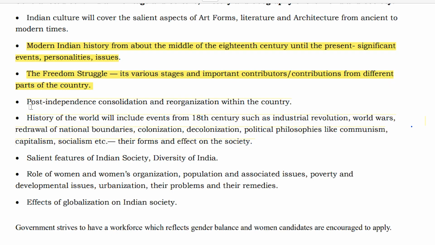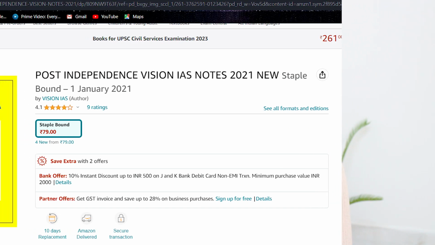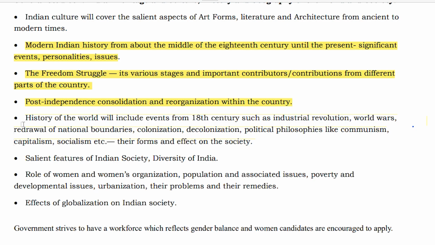The next portion is post-independence consolidation and reorganization within the country. For this you can take any coaching institute's notes, whichever you are able to get hold of. I used the Vision IAS booklet for studying this and I read it selectively. The next portion is history of the world, which will include events from the 18th century such as the Industrial Revolution, World Wars, redrawing of national boundaries, colonization, decolonization, political philosophies like communism, capitalism, socialism, etc., their forms and effect on the society. For this I used the Forum IAS booklet.